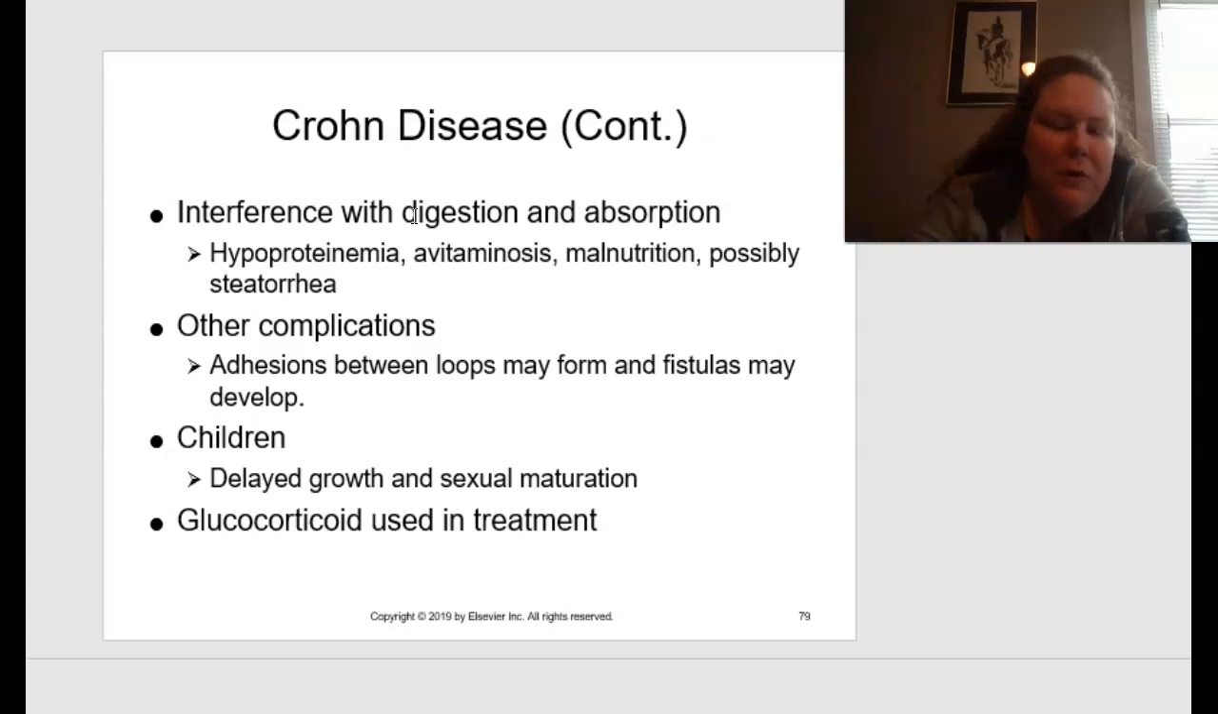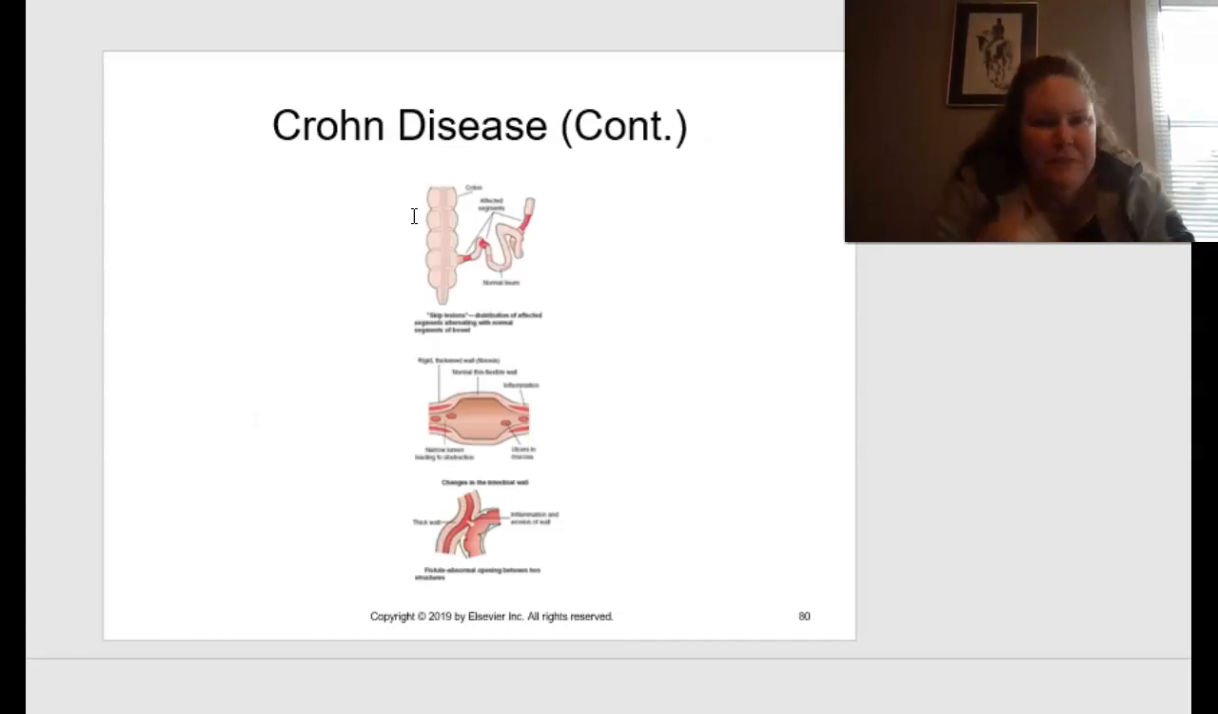You can also have glucocorticoids that are used in the treatment of Crohn's. So this is an overall picture of Crohn's.